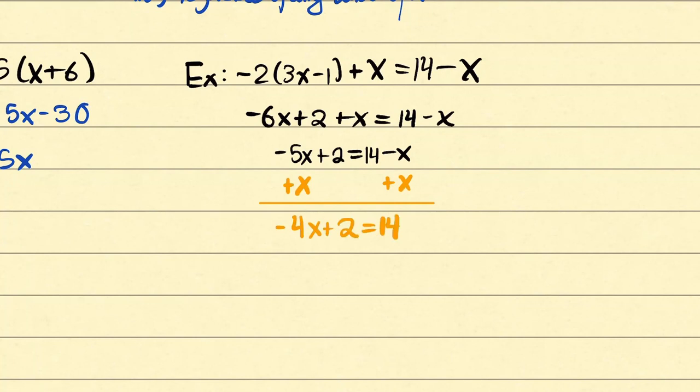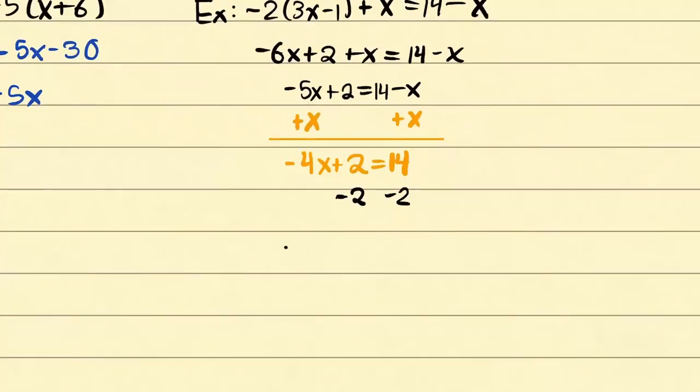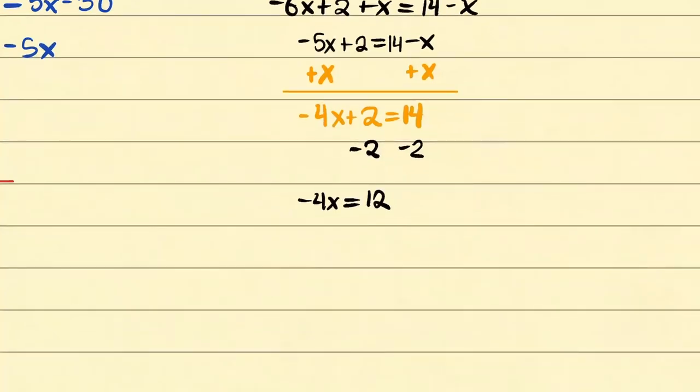Now I want to get rid of this 2, so I'm going to subtract 2 from both sides to get negative 4x is equal to 12. Last step, divide by negative 4 to get x is equal to -3. And that's your final answer.